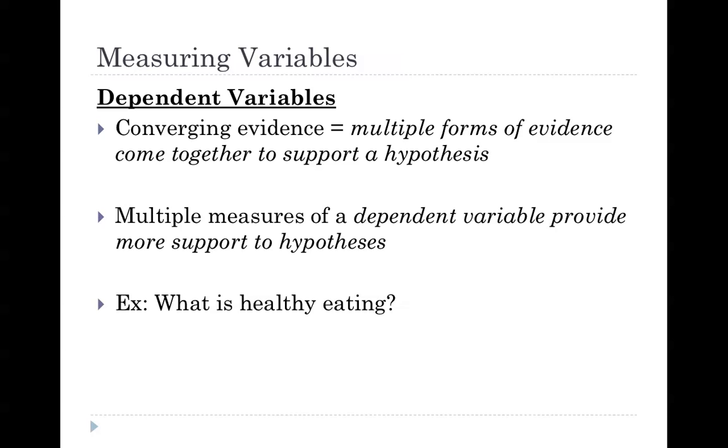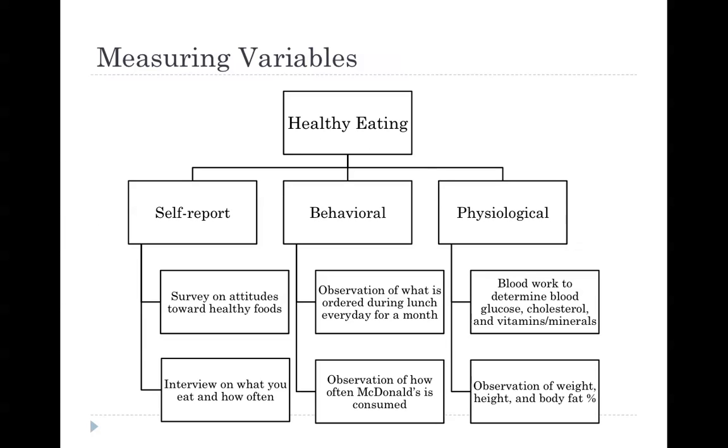So for instance, if I were to ask you, define healthy eating, give me an operationalization for a dependent variable of healthy eating. We could do this in a few different ways. We could look at it through self-report. I could ask people in an interview what they eat and how often they eat it. I could ask them on a survey about their attitudes towards healthy foods.